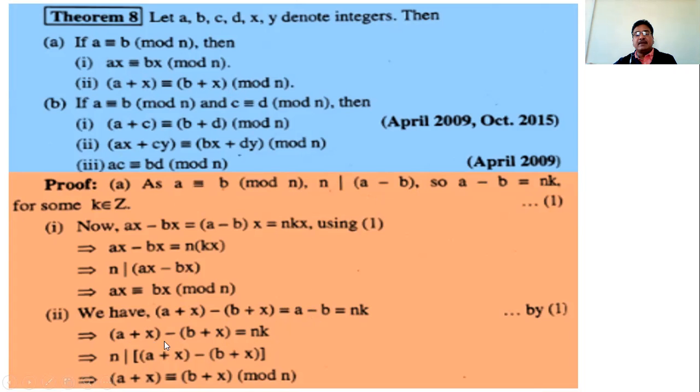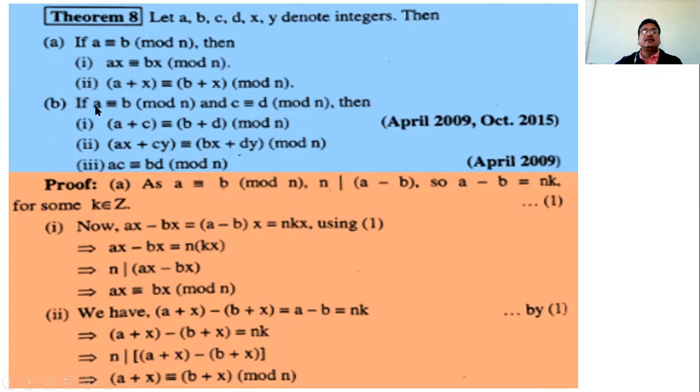And therefore, n divides (a + x) − (b + x), and therefore a + x is congruent to b + x modulo n, because n divides (a + x) − (b + x). This is the proof of this. Similarly, the second theorem B.